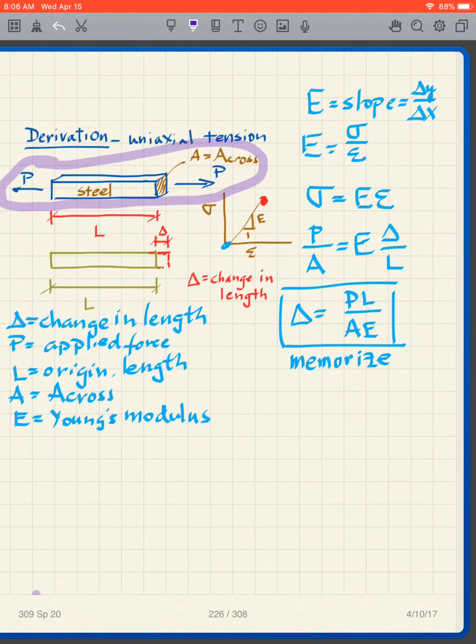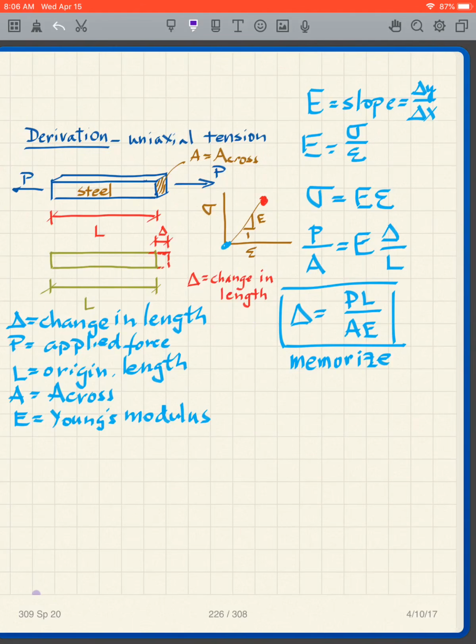where we apply a load P. We have a cross-sectional area A of the specimen that we're using, and the original length of this specimen is L. After we load it with P, we get a deformation delta. Delta is the increase in length, the change in length.